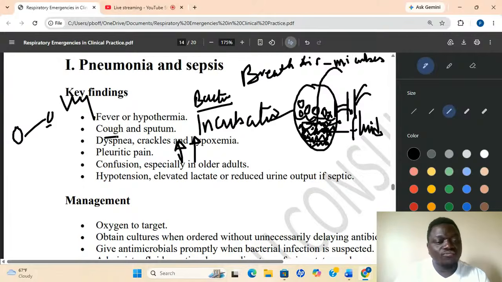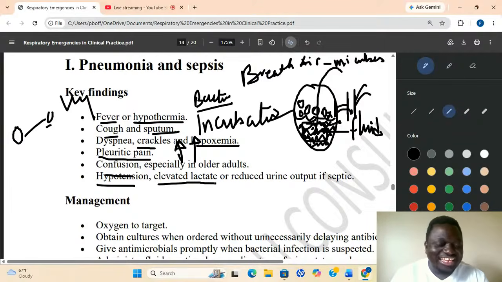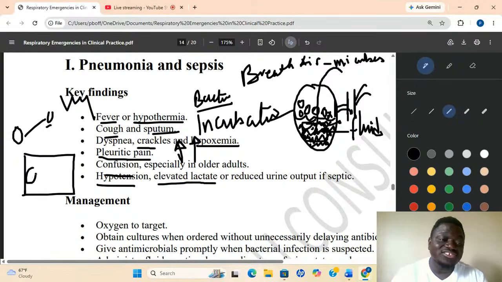So the patient will cough up sputum. There will be fever, sometimes hypothermia. There are crackles, low oxygen because of fluid, pleuritic chest pain. Confusion, brain involvement, hypotension, lactate. Why is lactate a problem? Because of low perfusion to the cells.